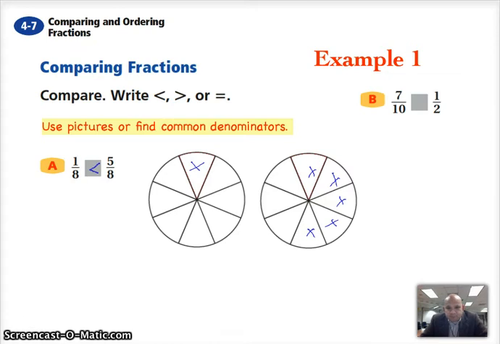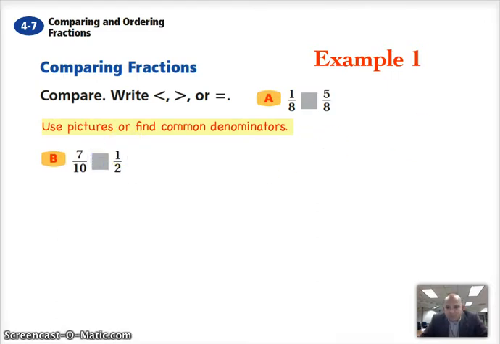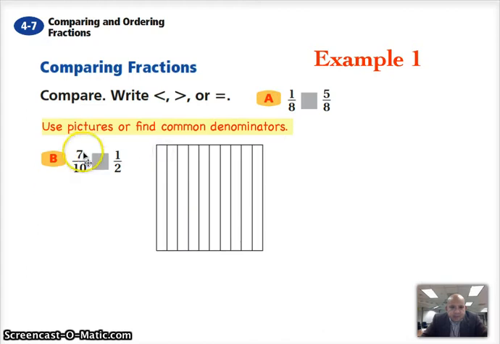Next, we're going to take the B problem, do the same thing, and go a step further with it. First, we're going to use pictures. Here we have 7/10, and we have a square that's divided into 10 pieces. 1, 2, 3, 4, 5, 6, 7, 8, 9, 10 slices. We're going to go ahead and shade in, or in this case I'm going to X in 7 of those 10 slices or pieces, and that gives us 7/10.